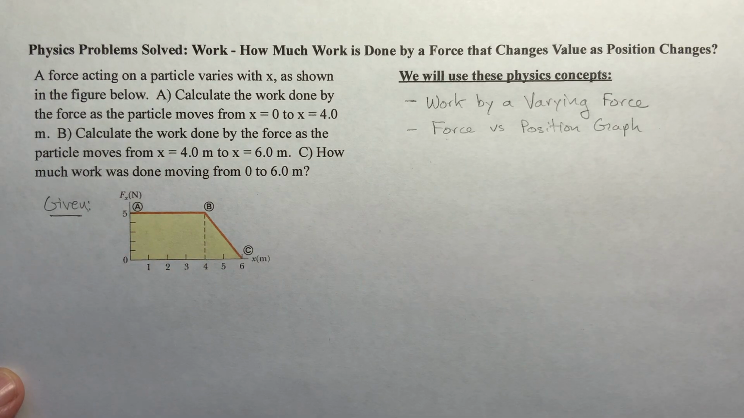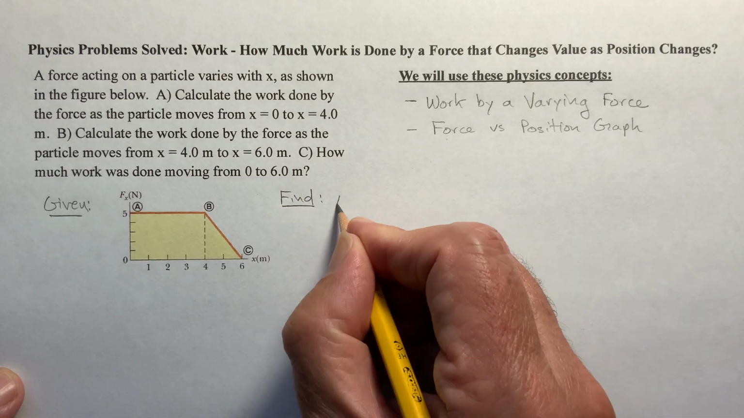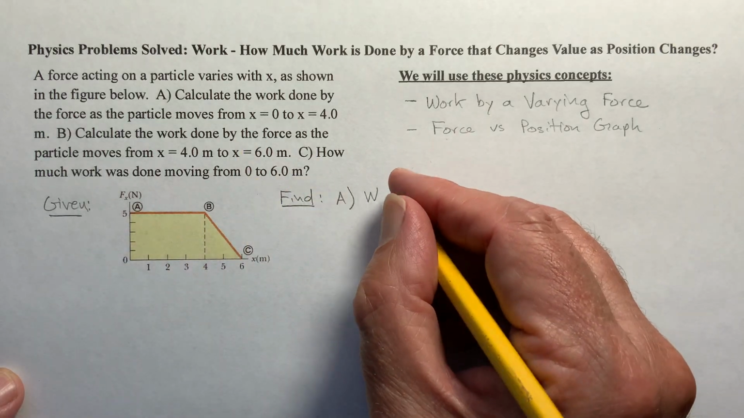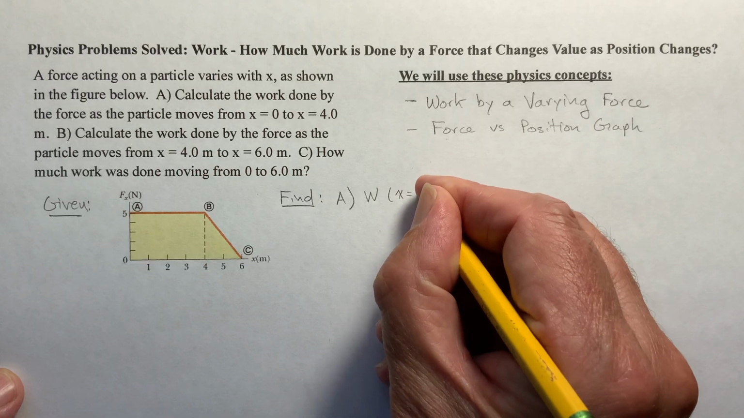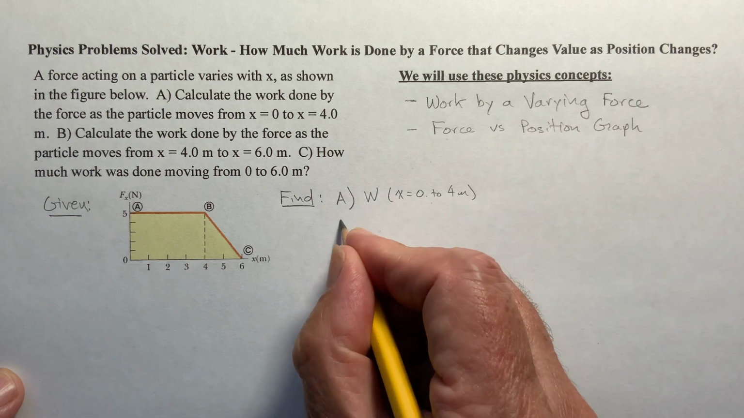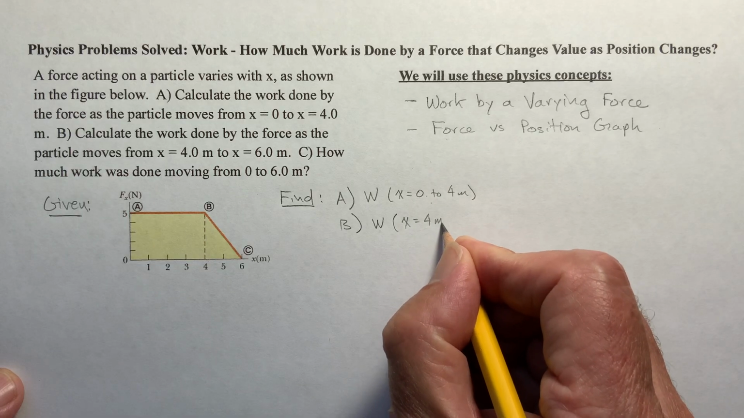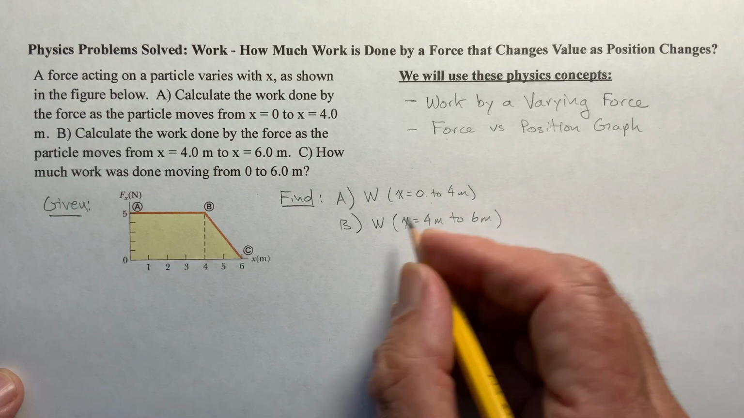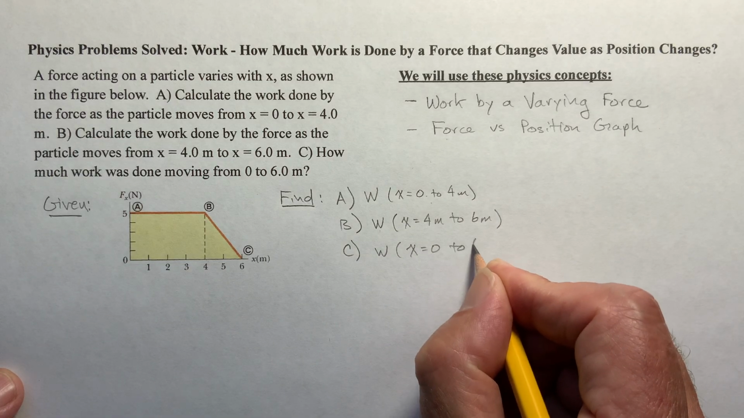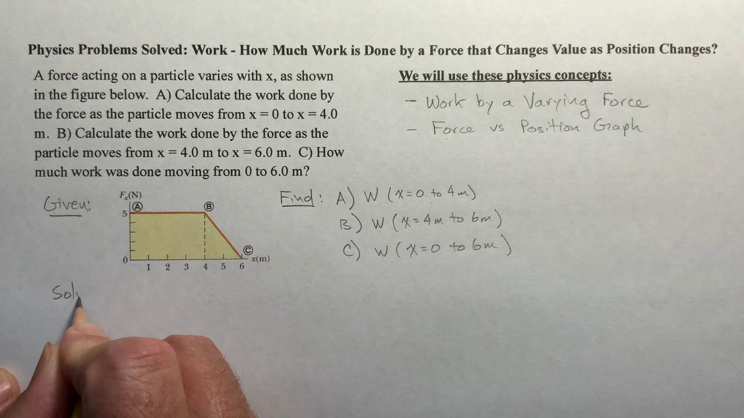So here's what's given. Pretty much everything we need is in the diagram already. What are we trying to find? For part A, we want the work as x goes from 0 to 4 meters. Part B is the work done as x goes from 4 meters to 6 meters. And for part C, the work done when x goes from 0 to 6 meters. Okay, so let's solve this.